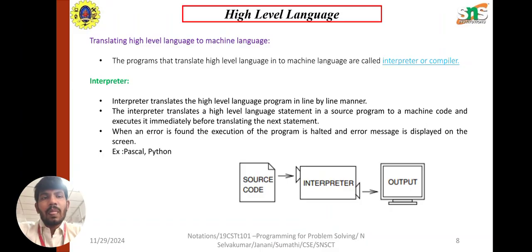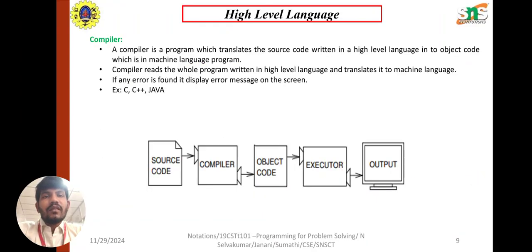Examples are Pascal or Python. At the bottom we have the source code, and in between the interpreter, and the output is produced. Now the compiler. A compiler is a program which translates the source code written in a high level language into object code, which is a machine language program. The compiler reads the whole program written in a high level language and translates it into machine language. If any error is found, it displays an error message on the screen. Examples are C, C++, Java. In this case there is the source code, a compiler, the object code, an executor and the output.